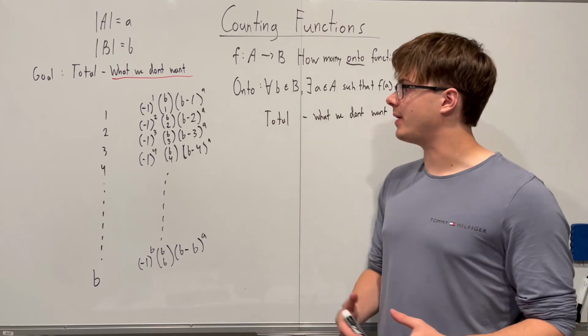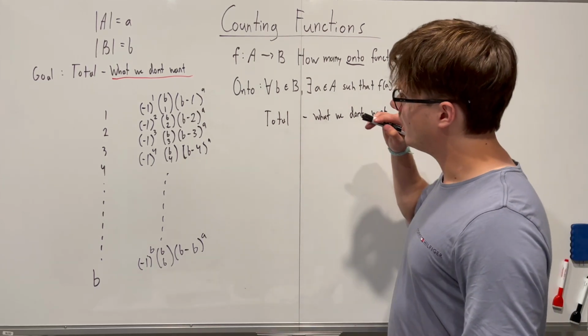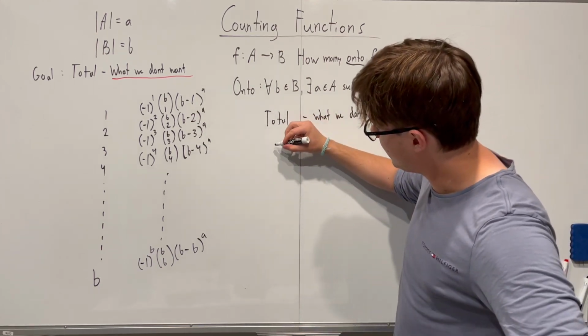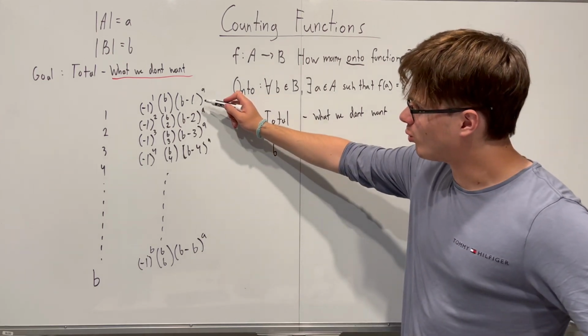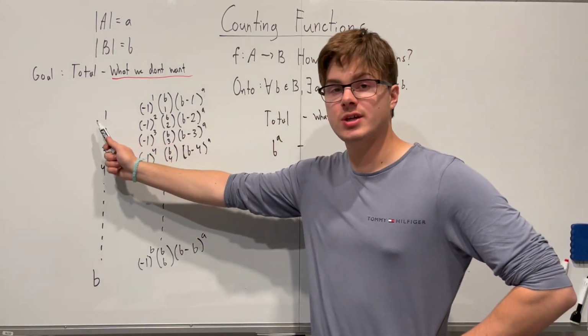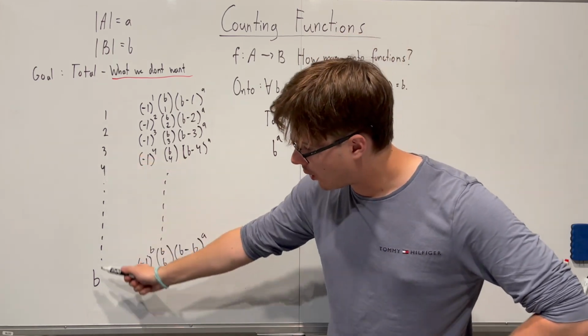Okay, we've done a whole bunch of math. What is the final formula that we found? Well, we know that the total is going to be B to the power of A, and we want to subtract what we don't want. What we don't want is all of these cases when we don't have 1 function mapped, 2 functions mapped, 3, 4, all the way up until B.